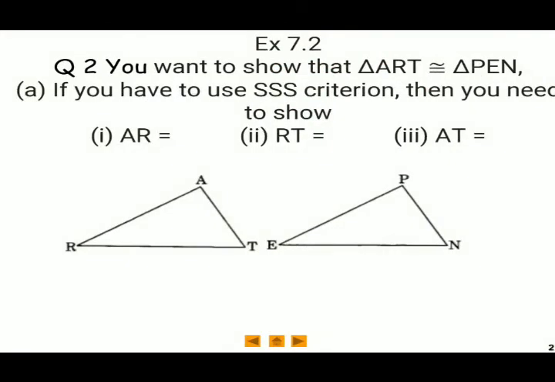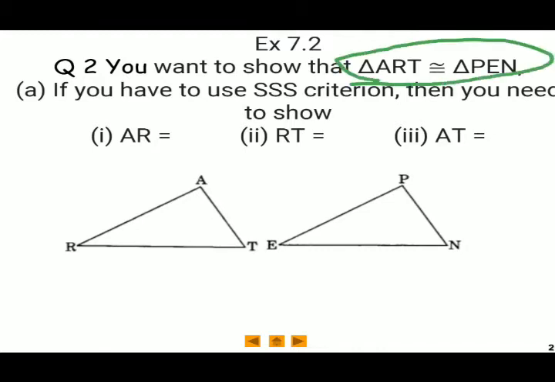Exercise 7.2, question number 2. You want to show that triangle ART is congruent to triangle PEN. First, if you have to use the SSS criterion, then you need to show AR is equal to what, RT is equal to what, and AT is equal to what. Here you are given the condition that you want to show. What we have to find out is given over here.